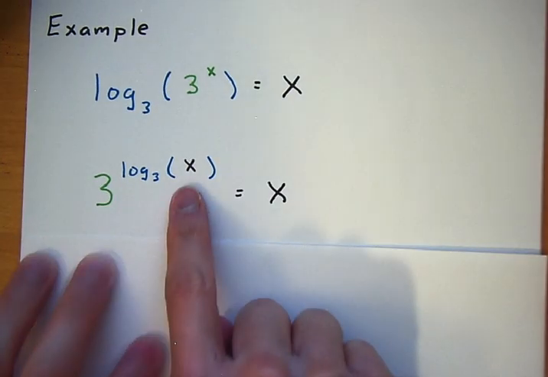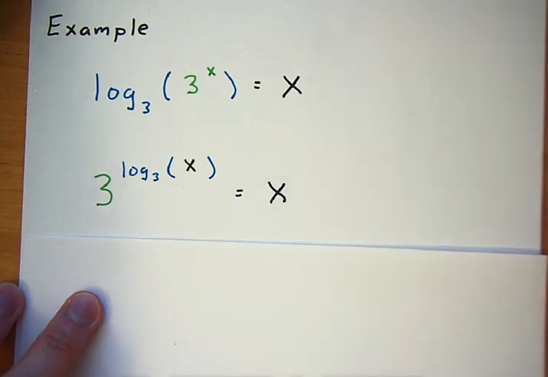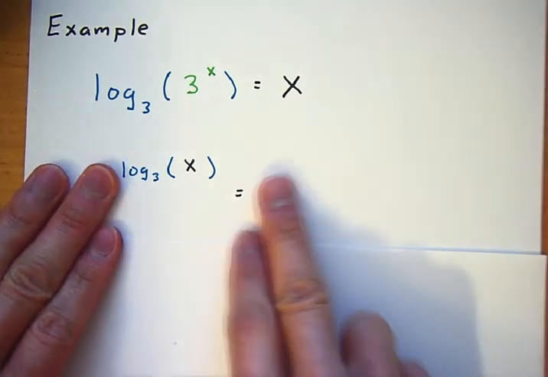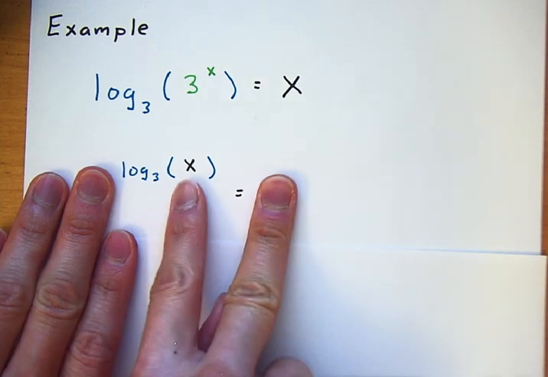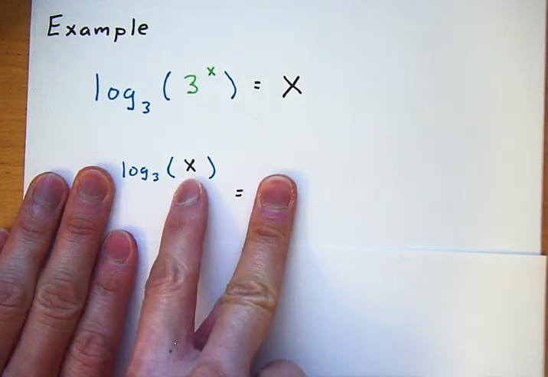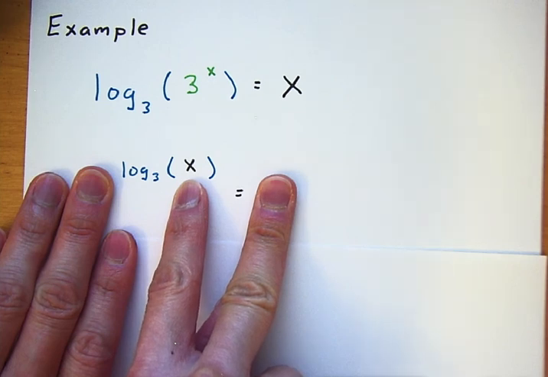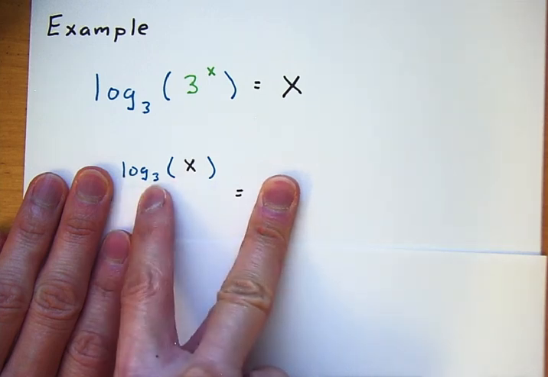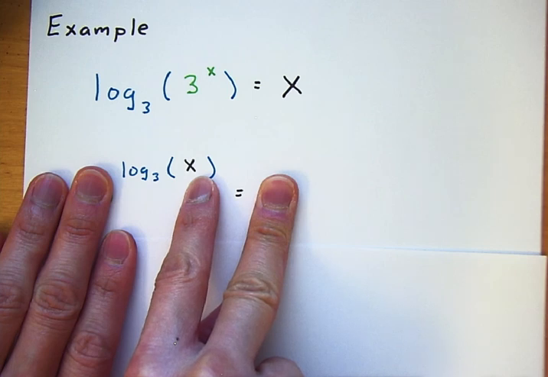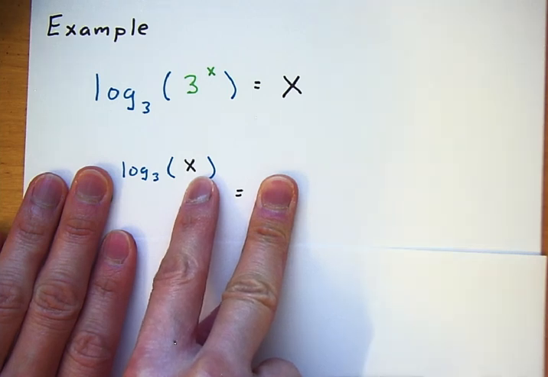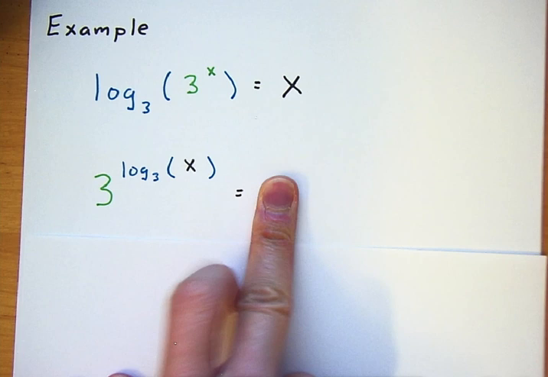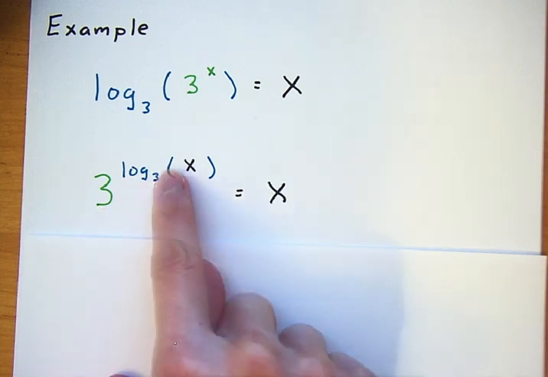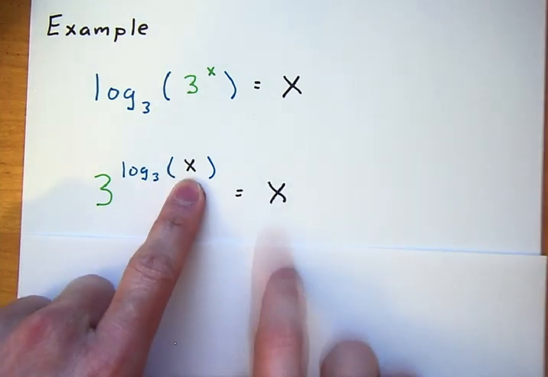Or let's look at this one over here. Let's say that I put into this x right here, I don't know, 27. Let's do 9. So log base 3 of 9 is 2. So then what is 3 to the 2 power? 9. So I put in 9 there, and 9 came out this side too.